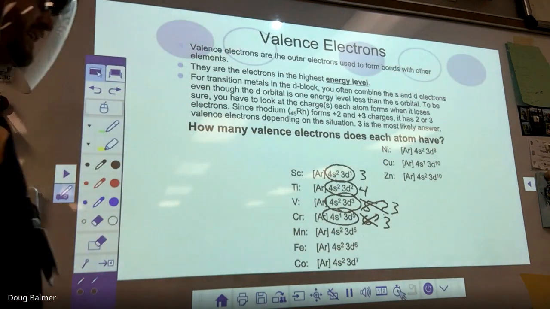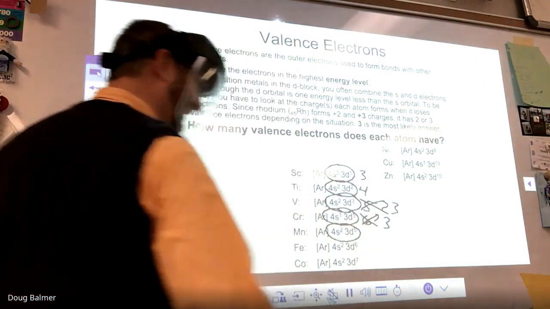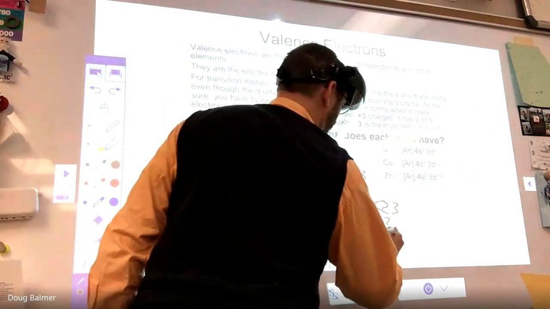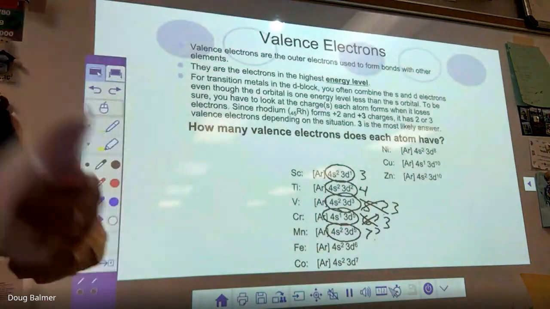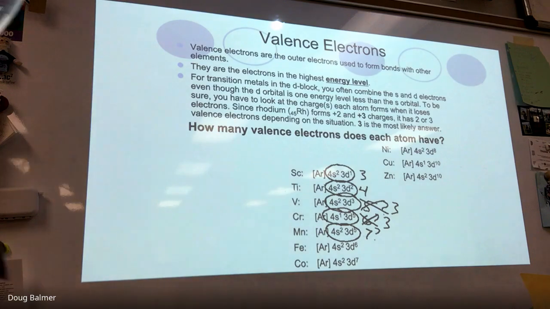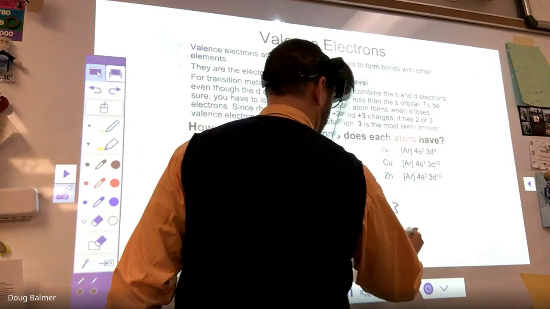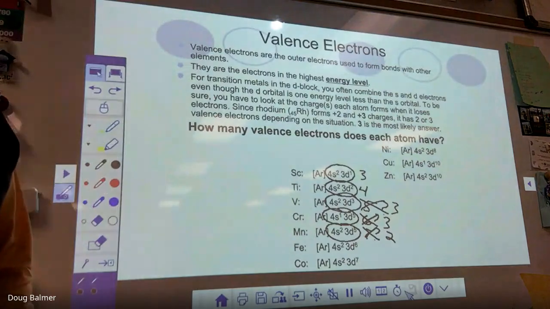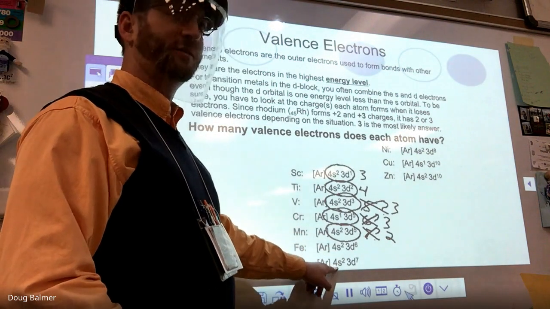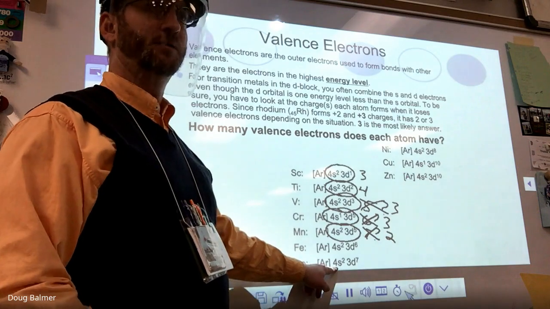If you look at manganese, could it have 7 valence electrons? Sure, but that's probably going to be pretty rare. So I put a question mark there. Let's look at what manganese says. Notice +7 valence electrons is an option, but it's way more common for a +2. So just cross it out and write 2. So by the middle of the d section, we're basically just back to counting the highest energy level electrons.